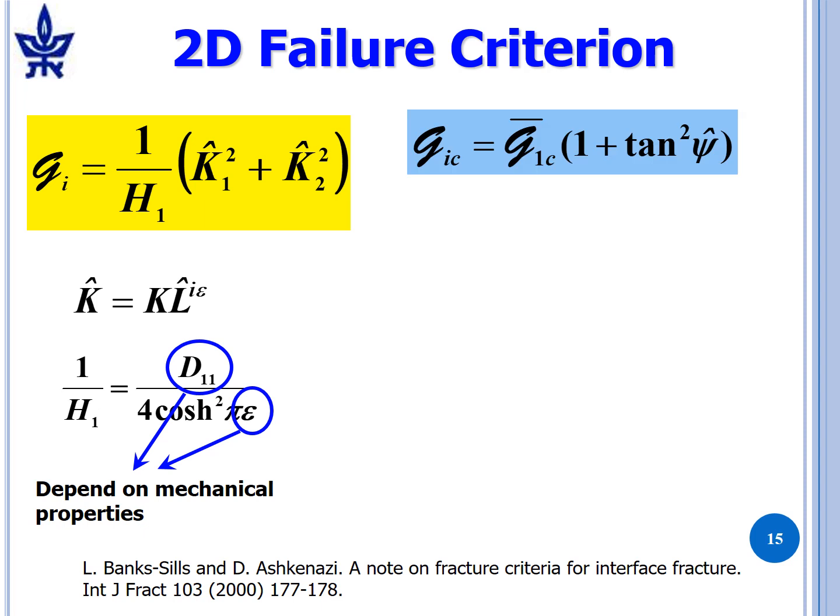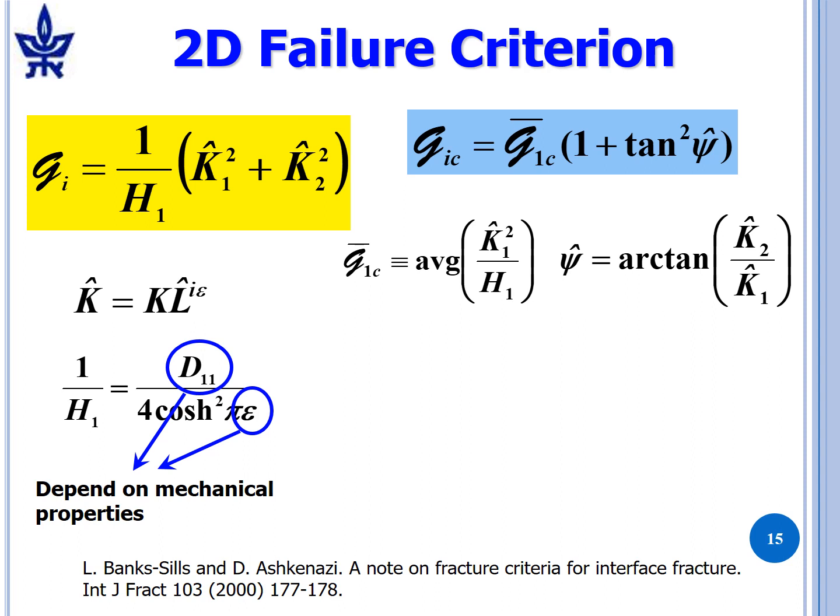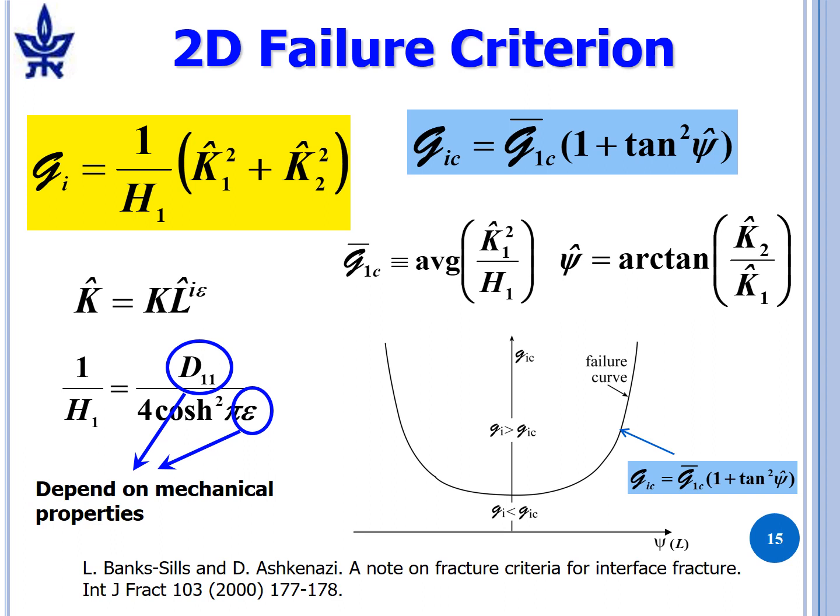And so we can manipulate the expression, the yellow expression, to give us this criterion where we have GIC is equal to G1C average. What is G1C average? It's the average. We take K1 hat of each specimen tested, we calculate it, we square it, and then we take its average to determine G1C bar. And then psi hat is just the in-plane mode mixity, the arctan of K2 hat to K1 hat. And so here is our failure curve.